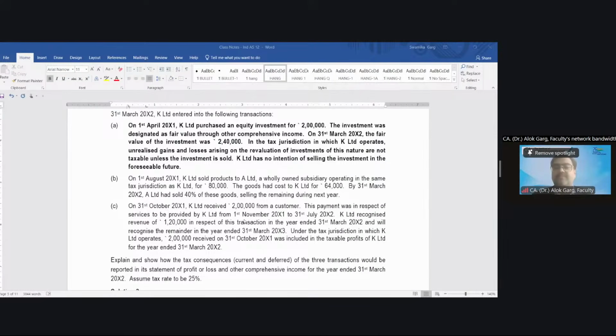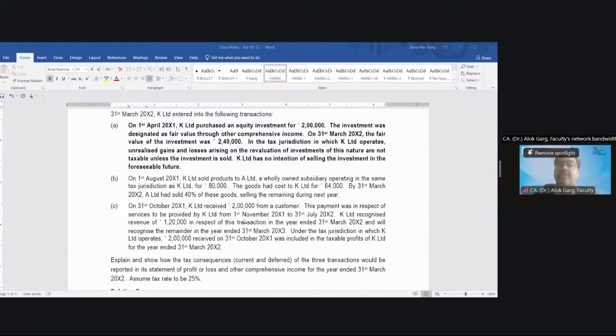Sir, as there is no probability of selling, we won't create any deferred tax. What you said? First of all, tell me, in this case, what is the carrying amount of this investment? 2.4 lakh, sir. 2.4 lakh, right?